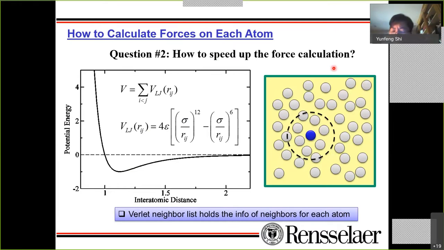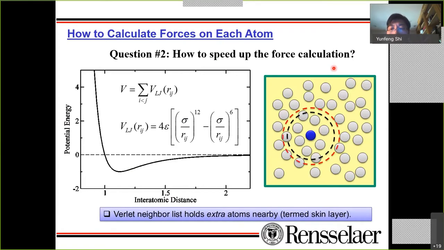This is particularly useful in the early days. Later on it is not as effective, right? Because the computer speed is increasing. Also, another trick is that we not only hold the neighbors just nearby us, we actually hold a little bit more, right? When you hold a little bit more, then you don't need to update them that often. So there is a trade-off. If I draw a larger red circle, I need a longer array, so that will eat up my memory. But at the same time, I don't need to update it that often, right?